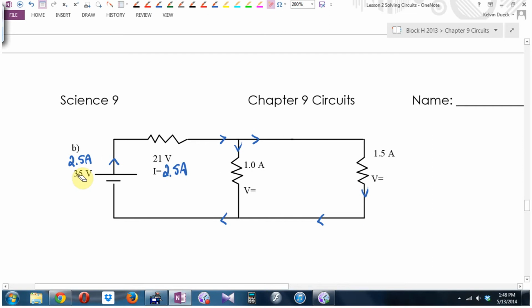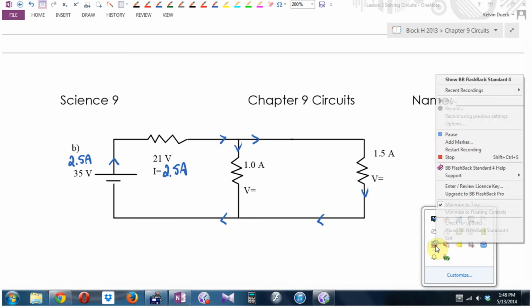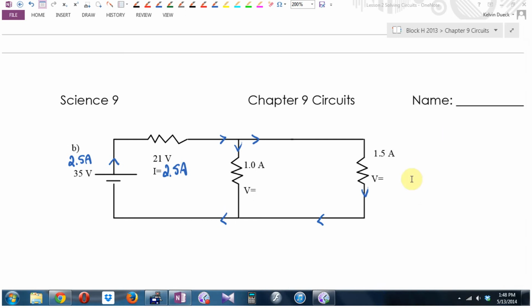It's giving all the charges extra energy. They have to lose that energy going through the circuit. Sorry, how high did you say it was, Lydia? 35. So if I start skiing downhill like this, how many volts do I lose going through this hill here? 21. What's left? This is why you need your calculators. 14. So I have to still lose 14 volts.